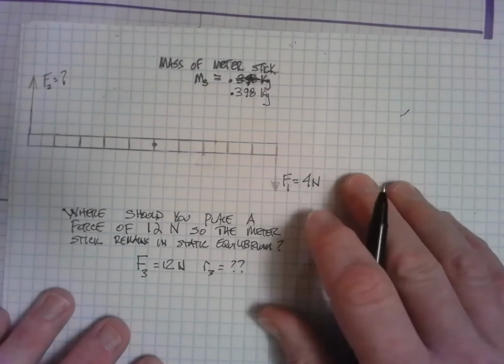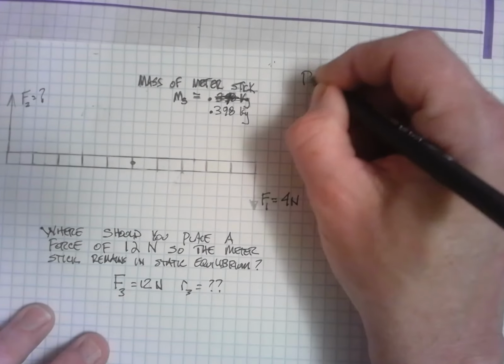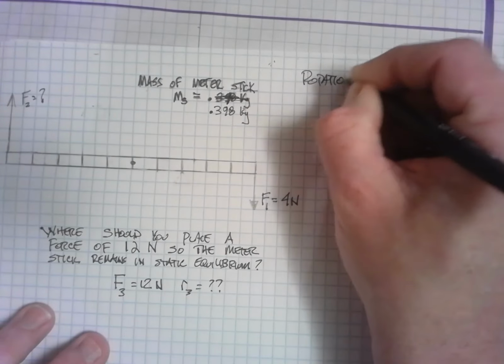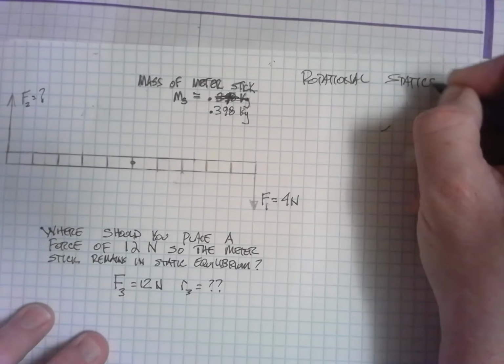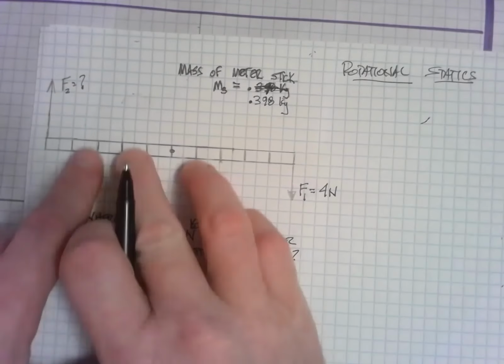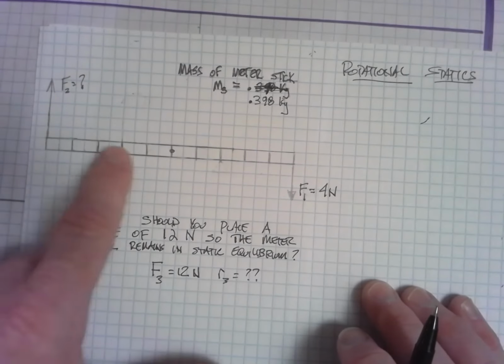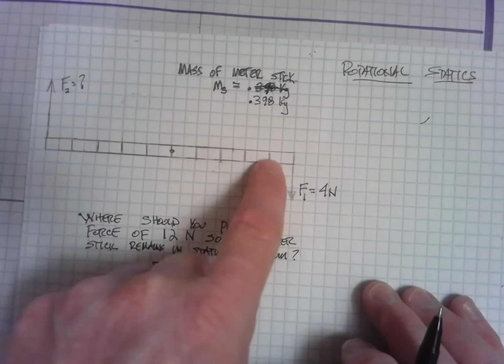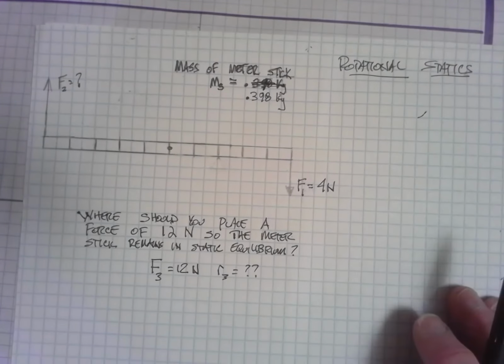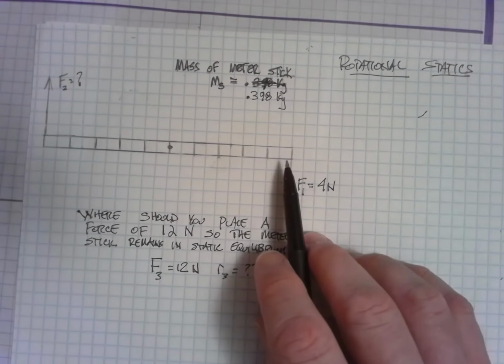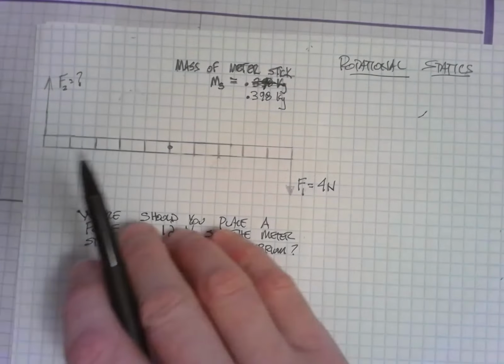Okay, so we're going to look at a rotational statics problem. In other words, here's a meter stick, 10, 20, 30, 40, 50, 60, 70, 80, 90, 100 centimeters long. So each one of these lines represents 10 centimeters. Here's a meter stick, and we want it to be in equilibrium.